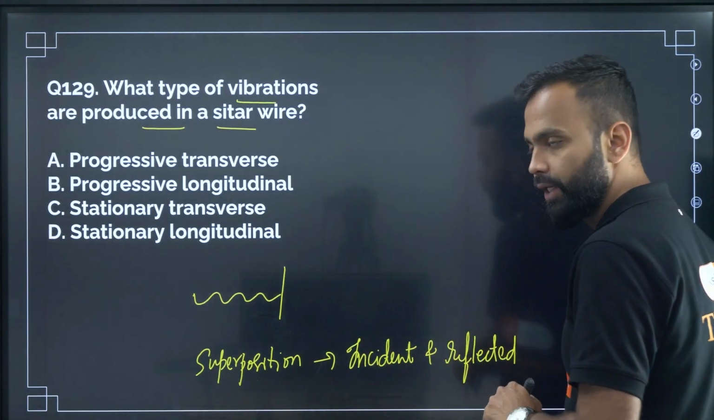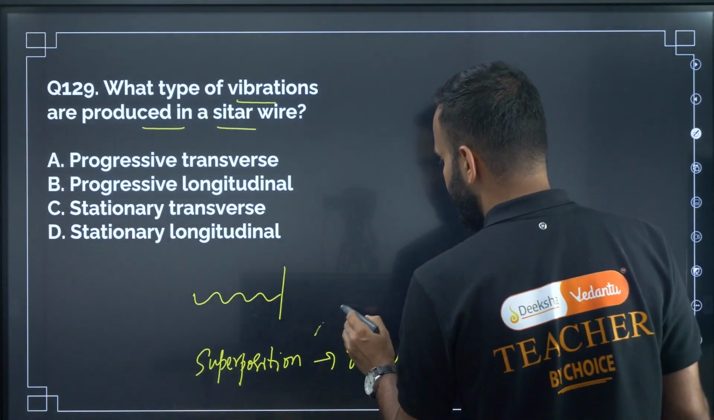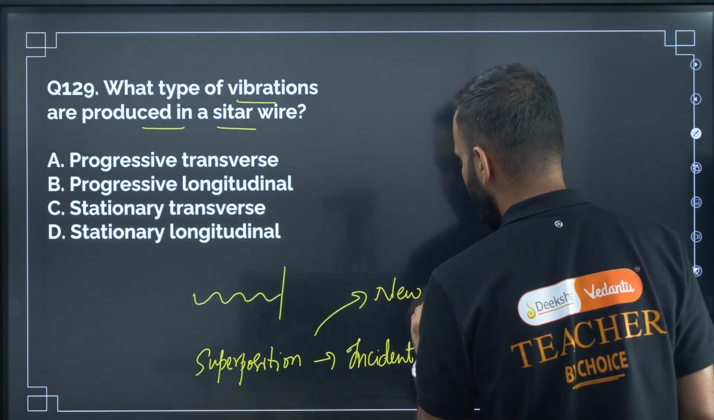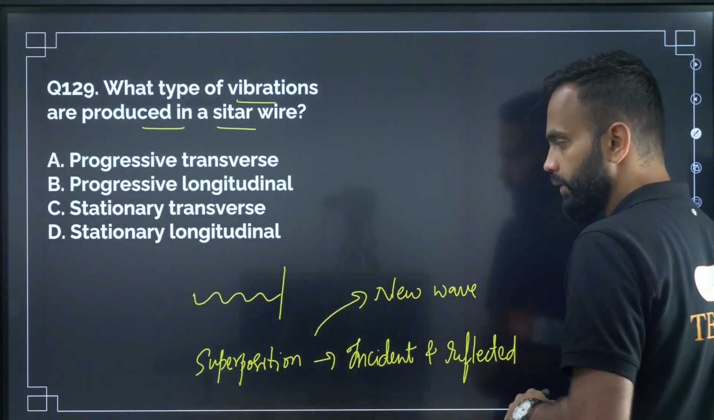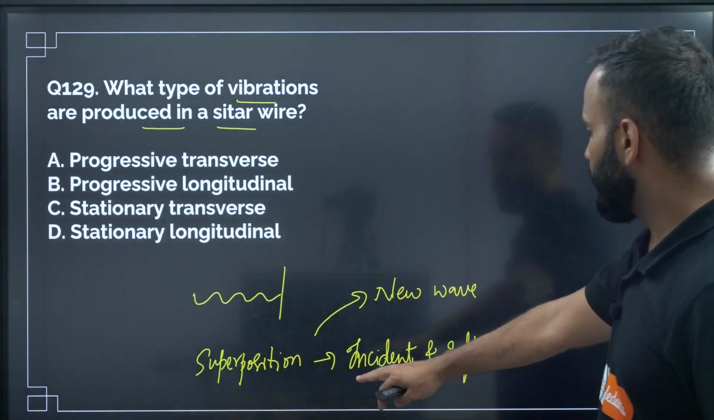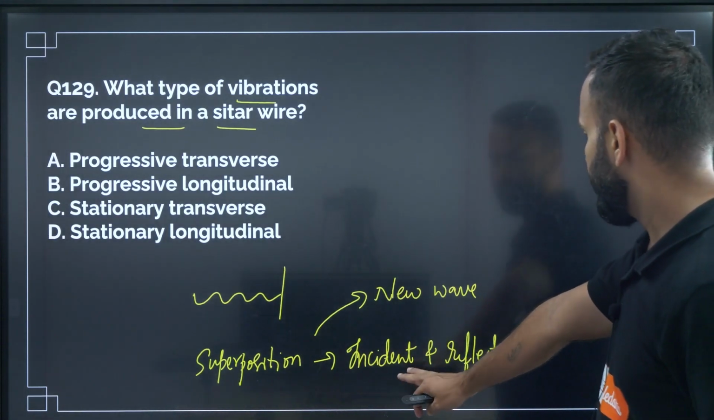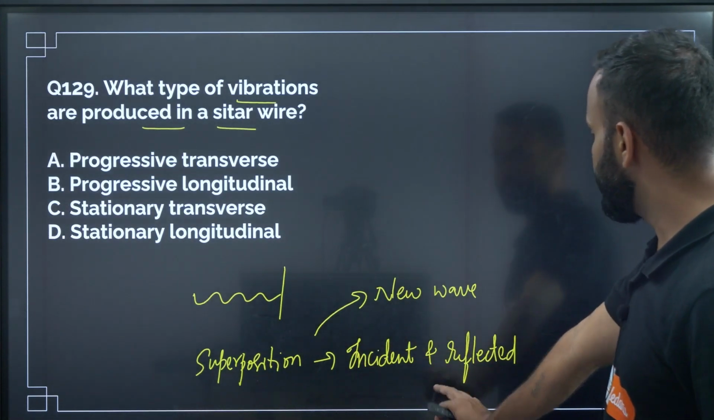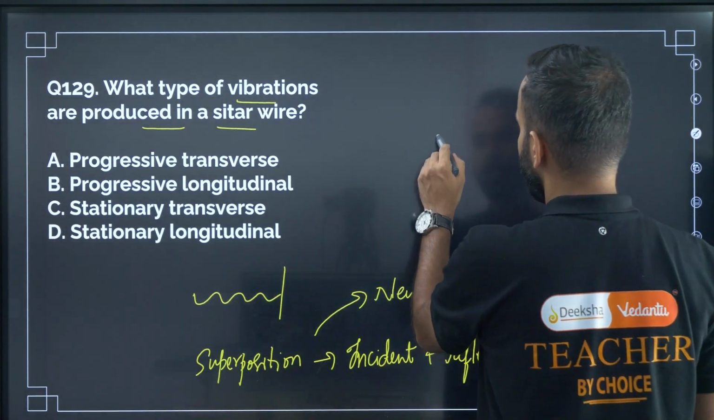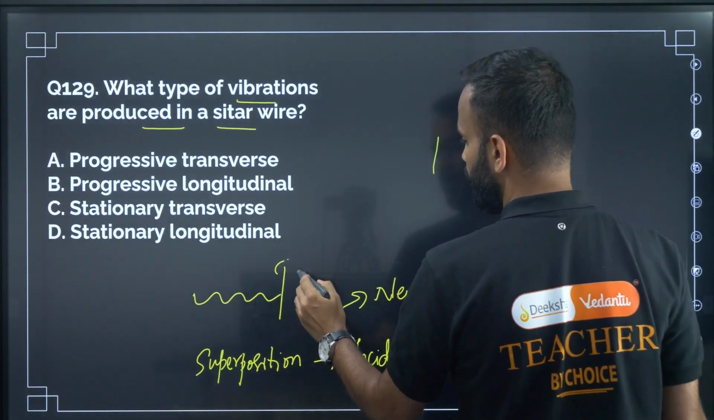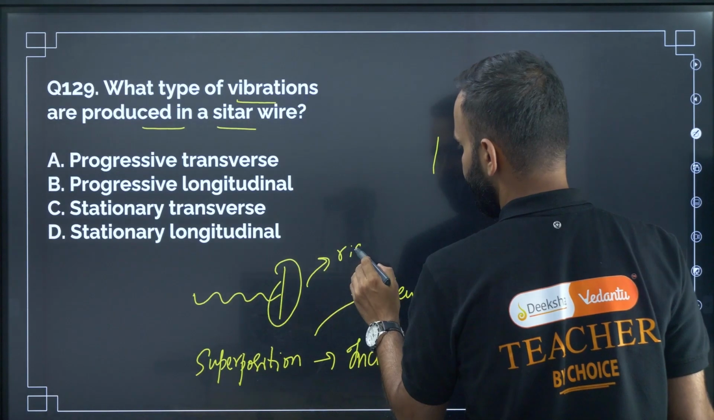Incident and reflected wave, right? So this is the new wave. A new wave is produced. There will be a superposition between the incident and reflected wave at the rigid end, right? So this is the rigid end.